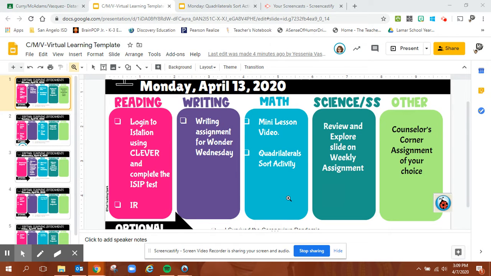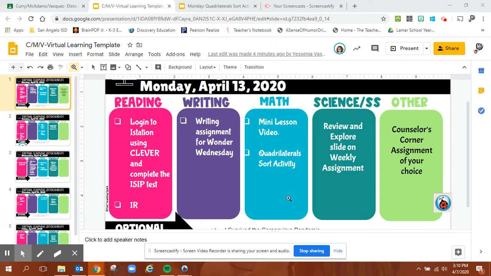But this week we are going to be talking about geometry and especially how to classify those different shapes by their angles, their sides, and just the different subsets. So just like last week, I am showing you your Monday activities. Hopefully this is helping you to make sure you're not getting lost with all the assignments. So for today in math, all you're going to do is watch this mini lesson video, which you're already doing, and then the quadrilateral sort activity.